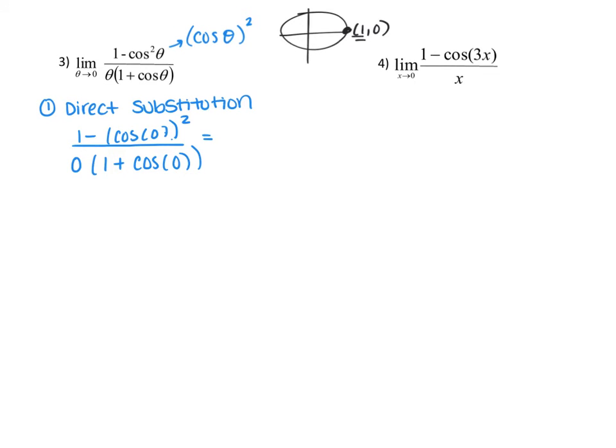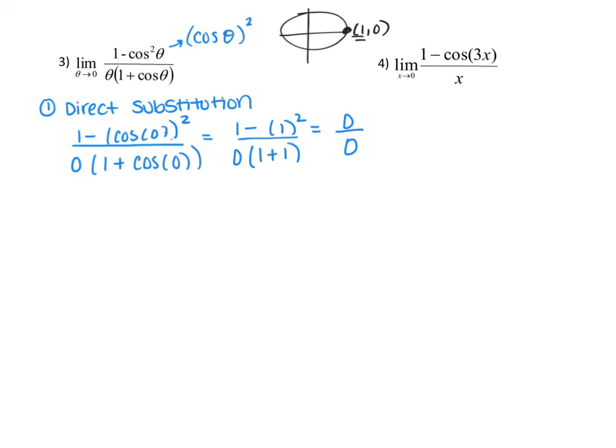So when I do direct substitution, I'm going to get 1 minus 1 squared over 0 times 1 plus 1, right? Because cosine of 0 is 1, cosine of 0 is 1. So the top is 1 minus 1, which is 0, and the bottom is 0 times 2, which is 0.